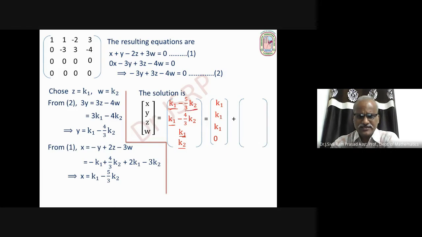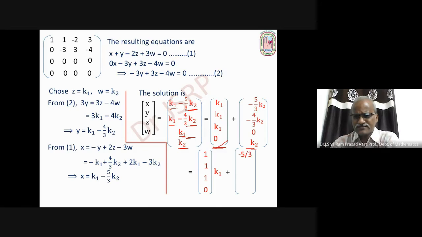In the first entry, the k2 term is minus 5 by 3 k2. In the second entry, the k2 term is minus 4 by 3 k2. In the third entry, there is no k2 term, so that is 0. In the fourth entry, the k2 term is k2. So this is the column containing k1 terms plus the column containing k2 terms. Take k1 common: 1, 1, 1, 0 into k1, plus here take k2 common: minus 5 by 3, minus 4 by 3, 0, 1 into k2.